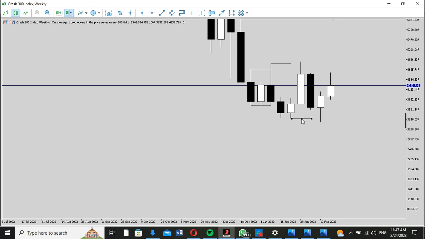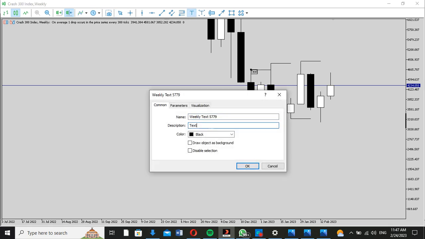So we have this right here. These are my range highs and lows. I have buy stops resting on that high. So we have buy stops resting on that high.